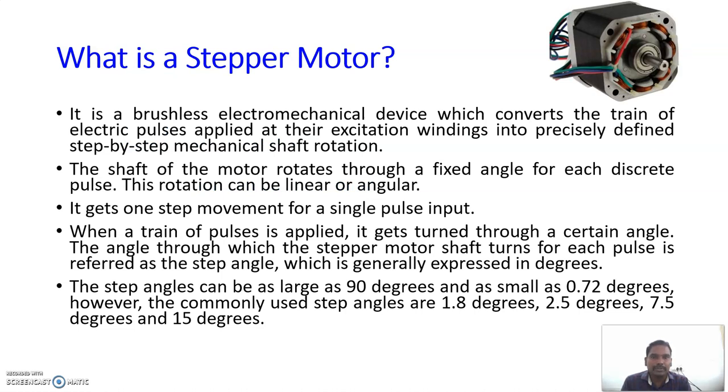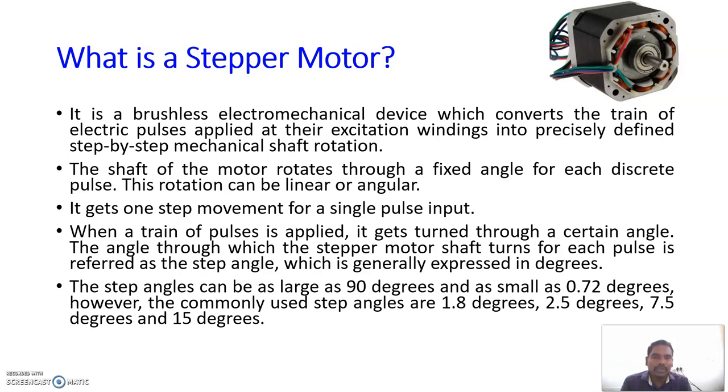And what is a stepper motor? A stepper motor is nothing but a brushless electromechanical device which converts the train of electrical pulses applied to its excitation winding into precisely defined step-by-step mechanical shaft rotation. So we are applying the electrical pulse as input to the machine, and that pulse, based on the excitation, is going to rotate the shaft of the machine step by step. That is the motive of the stepper motor.